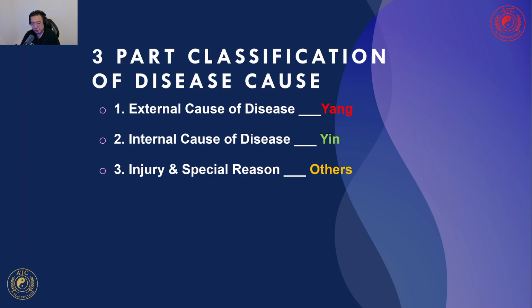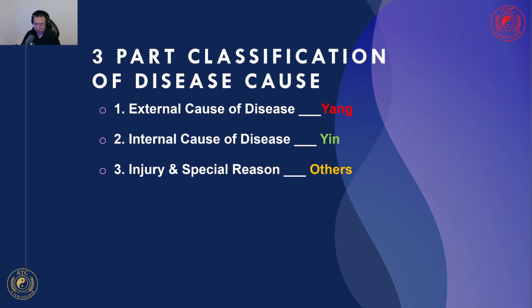So this three-part classification of disease course seems a little bit weird, and also, as I said, it's a little bit controversial because the injury and the special reason can also be classified as yin and yang. For example, if the injury comes from external reason or external world, it's yang. If it comes from internal, especially the emotional factors, that's yin.